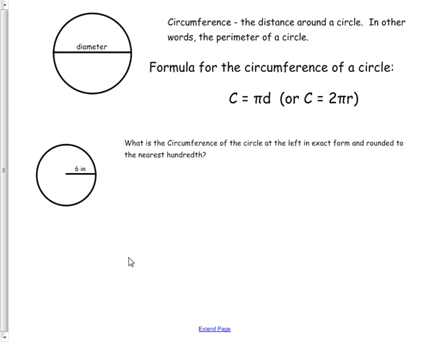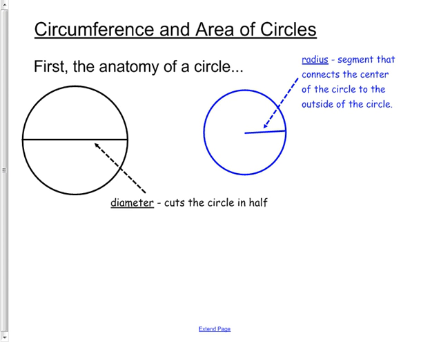So let's look at the circumference. Oops, I'm on the wrong slide. Circumference and area of circles here. And first we need to talk about the anatomy of a circle. So there's two parts on a circle.